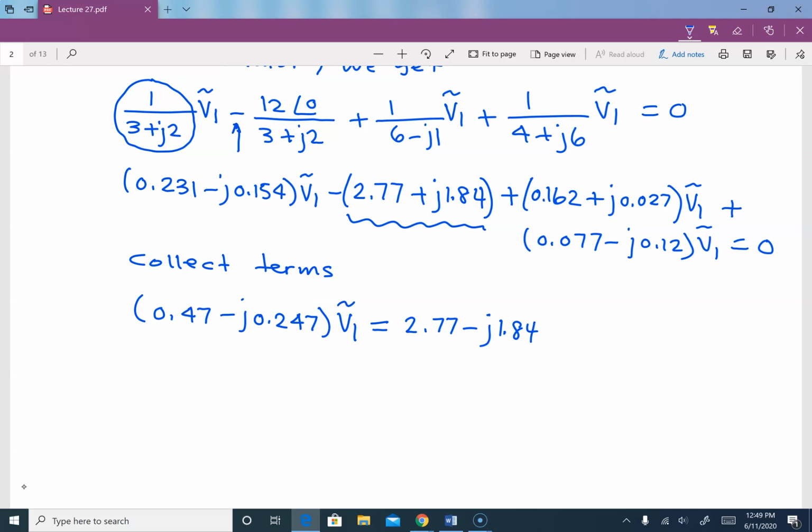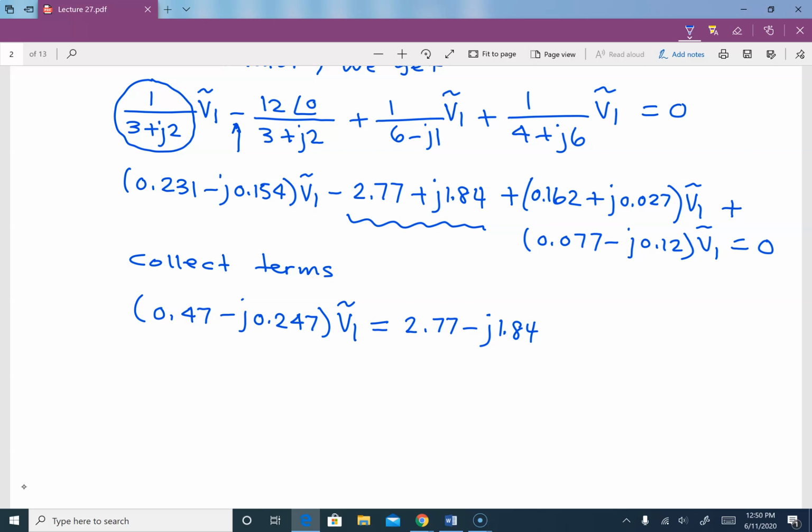So when I am putting this as a term, I can put it really in parentheses here. So this is here and here, or maybe no need for the parentheses, so you will not be confused. So 12 with angle 0 divided by 3 plus J2. Since we have a negative sign here, it will end up with negative 2.77 plus J1.84.